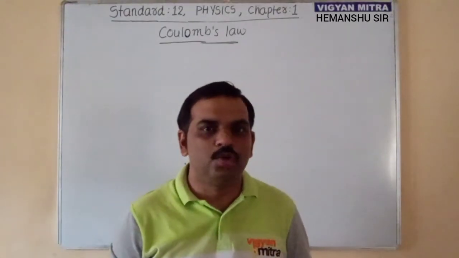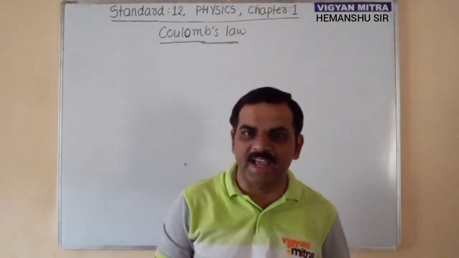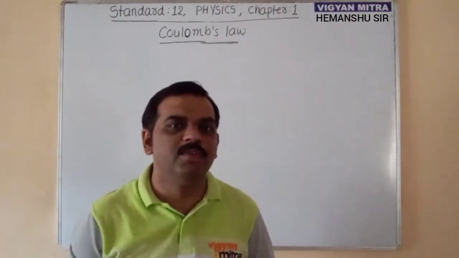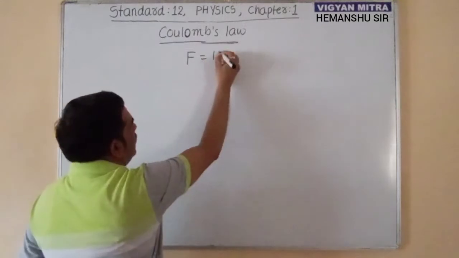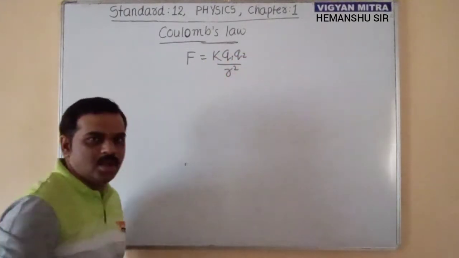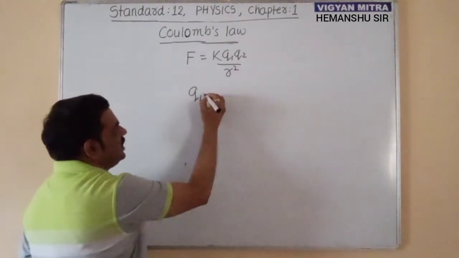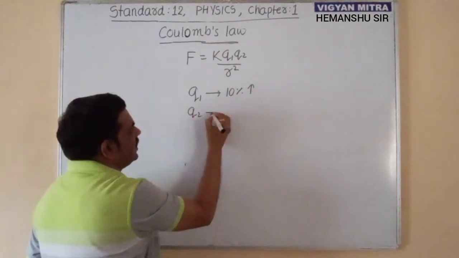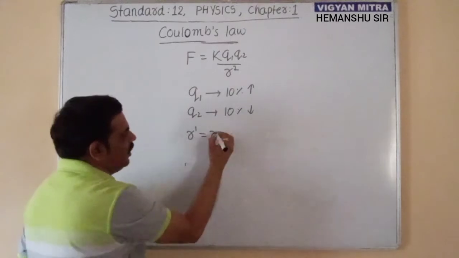Electric force between two point charges is F. Now if one charge is increased by 10% and other is decreased by 10%, then what will be the new force? Here F is equal to K Q1 Q2 divided by R square. One charge is increased by 10%, say Q1 is increased by 10% and Q2 is decreased by 10%. Distance R dash is equal to R.